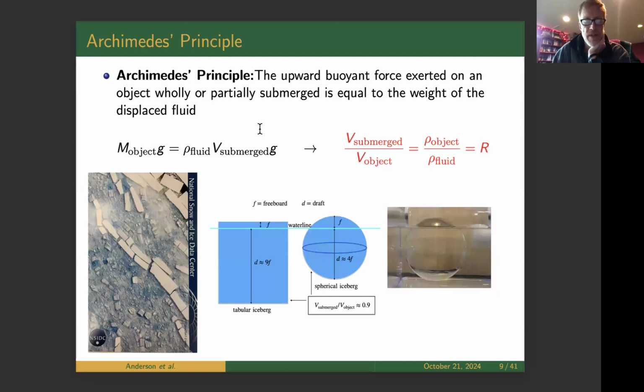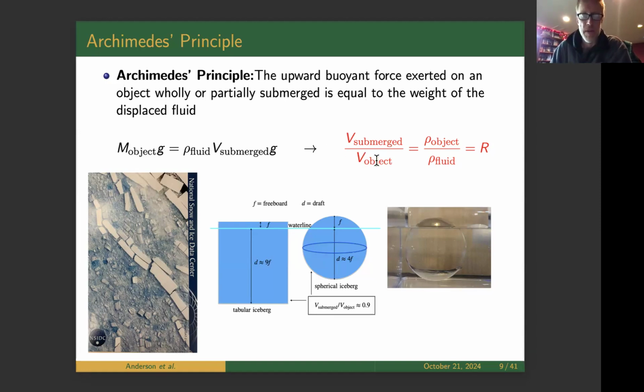Now, one of the first things one thinks about with floating things is Archimedes' principle, which says the upward buoyant force exerted on an object wholly or partially submerged is equal to the weight of the displaced fluid. So if you have a freely floating object not subject to any other forces, you'd have this balance between the weight of the object and then this buoyant force.